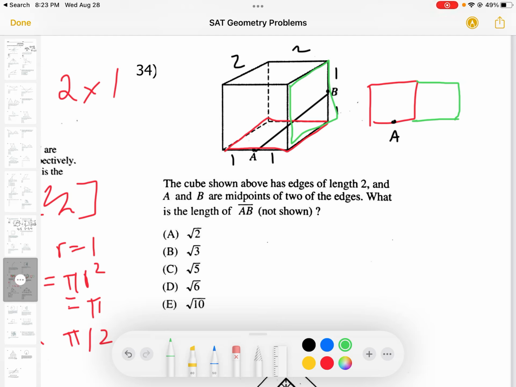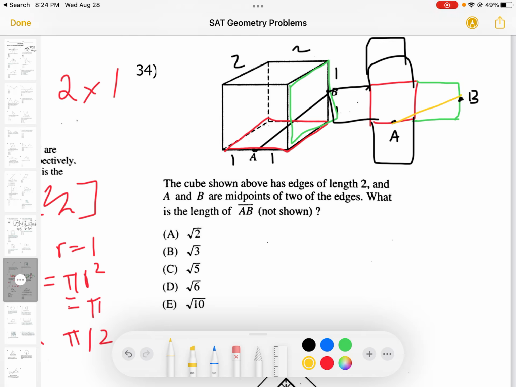This is B. And then we have the other faces. The other 4. So we have this face, we have this face, and we have this face, and then we have the other face, right? Like that. So that's like the net of a cube. But here we want to find AB. It's just this line segment right here.